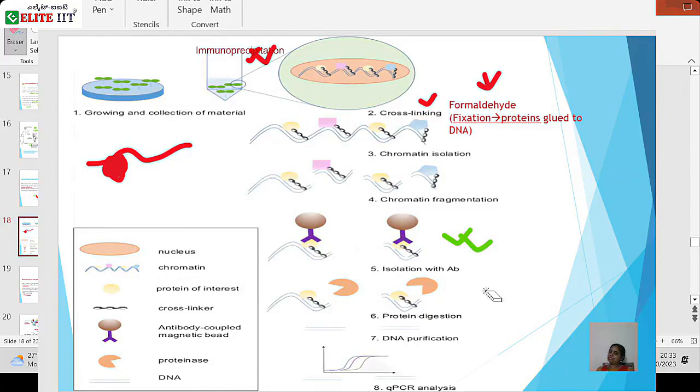Even you can identify the protein part also. In that case, you have to digest the DNA. If you digest the DNA, you can get the protein, and you just do the Western blotting after that if you want to identify the protein. That is also possible. DNA sequencing is possible as well as protein identification. So in this way, you can study DNA and protein interaction.